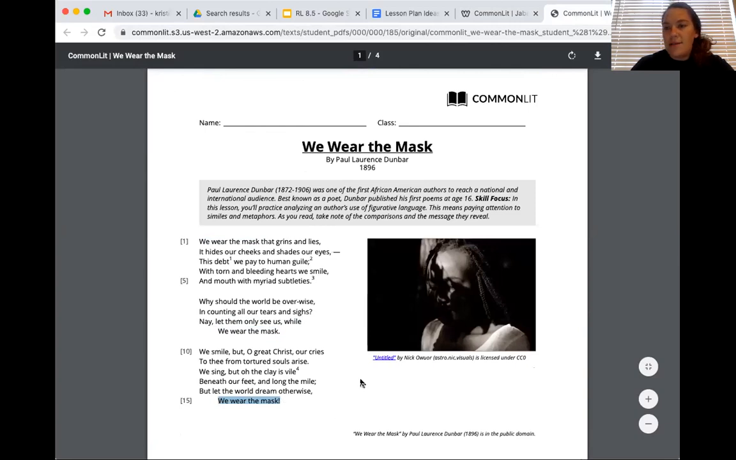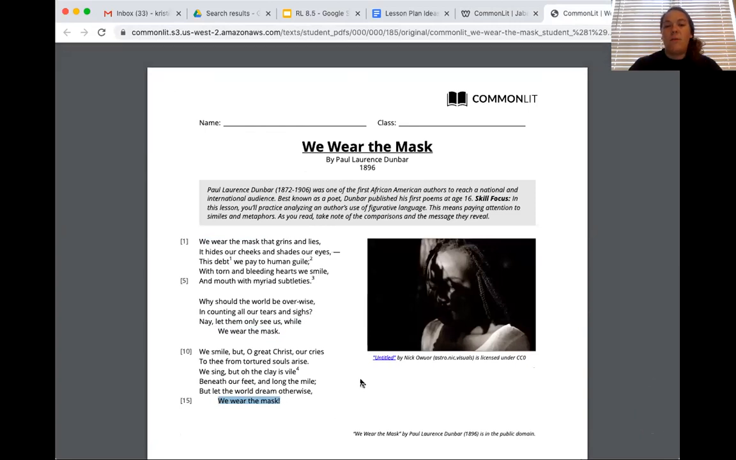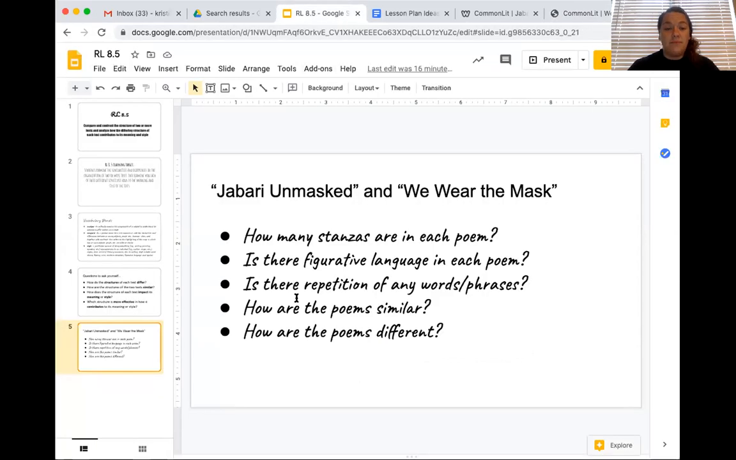We wear the mask. So again, the author here, Paul Laurence Dunbar, is trying to really emphasize the fact that people are not showing who they truly are. They're not showing their true emotions, their true feelings. They're wearing this mask. So that would be repetition of a line.